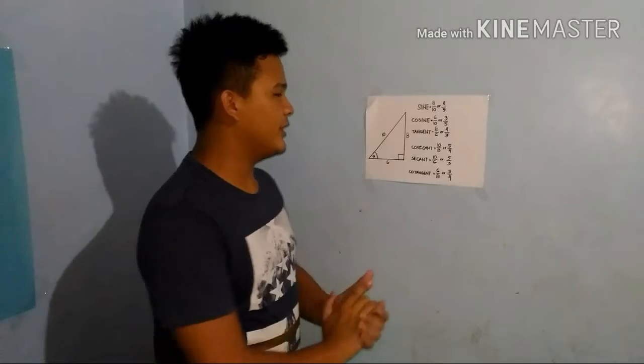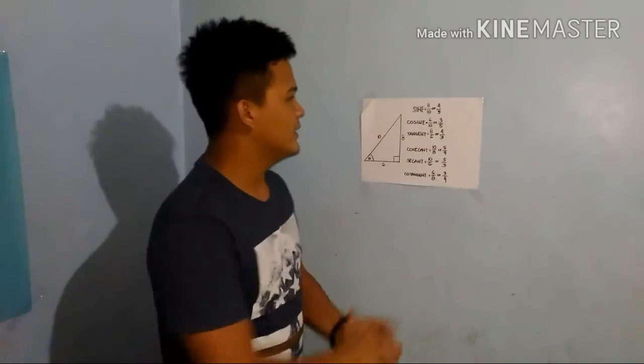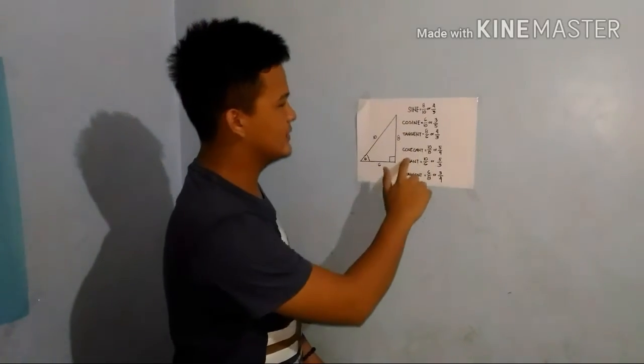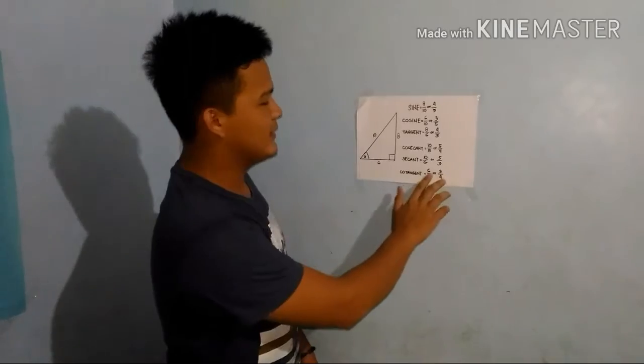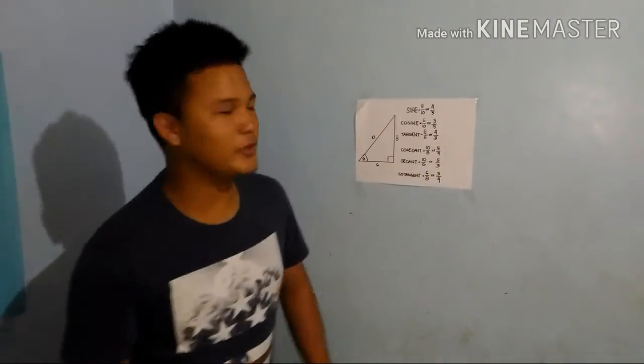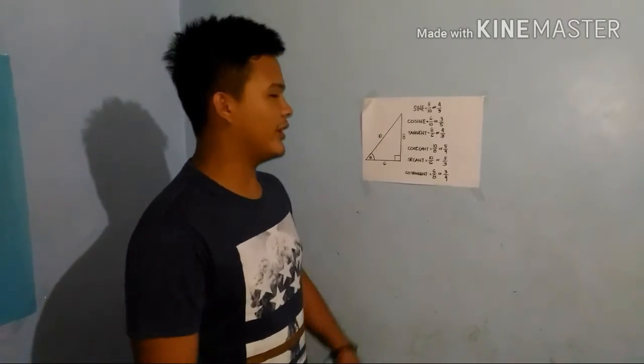And the last 3, cosecant, secant, and cotangent, you'll just reciprocate the first 3. Cosecant for sine, it will be 10 over 8 or 5 over 4. Secant for cosine, 10 over 6 or 5 over 3. Cotangent for tangent, 6 over 8 or 3 over 4.